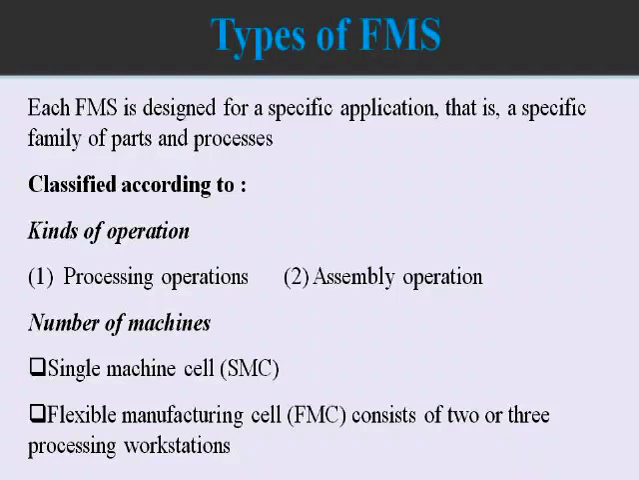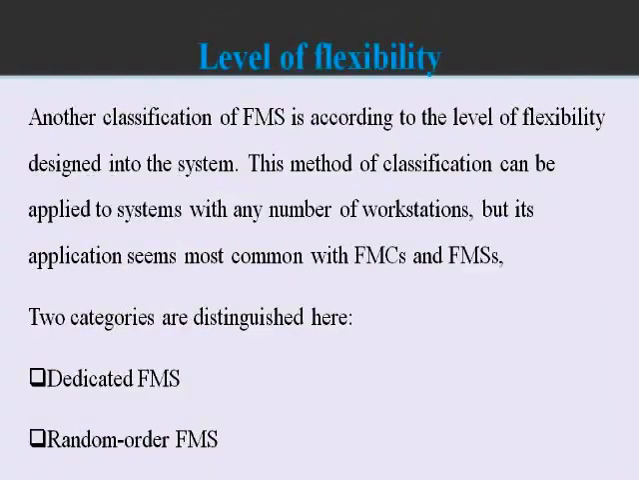So part variety has been enhanced and production is not disturbed, and it can be classified accordingly: kinds of operations, processing operations, assembly operations, number of machines, which can be a single cell, or a 2 to 3 machine flexible cell, or several machines flexible manufacturing system. Another classification of FMS is according to the level of flexibility designed into the system. This method of classification can be applied to systems with any number of workstations, but its application seems most common with FMCs and FMS. The 2 categories distinguished here are dedicated FMS and random order FMS.